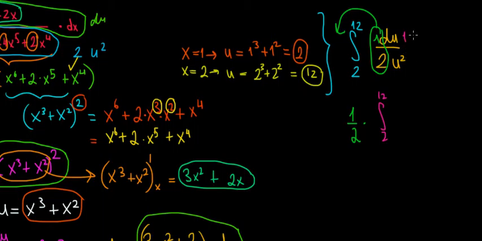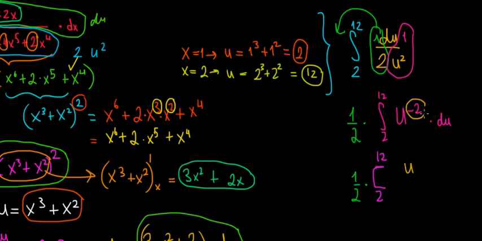Well, we have 1 over u squared, right? Which we could rewrite as u to the power of minus 2, and then we keep the du. Why did we do that? Well, because we can use the power rule of integration. So we're going to have 1 over 2 multiplied with the boundaries from 2 to 12. And when we integrate u to the power of minus 2, we're left with u to the power of minus 2 plus 1, that's just minus 1, divided by minus 2 plus 1, which is also minus 1.